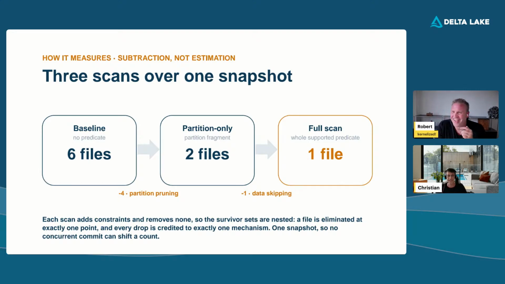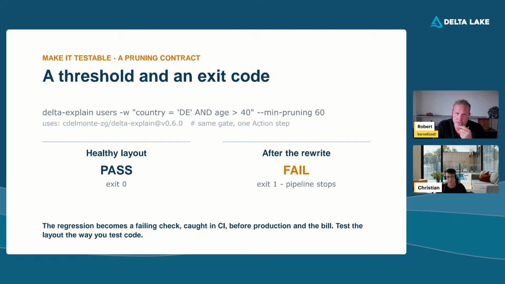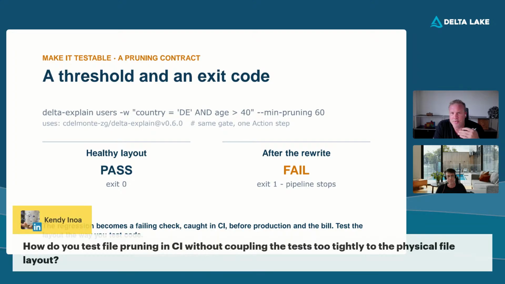Just really quick, if we go back one slide, because we were just talking about CI and a question came in. So the question is, and it's definitely nuanced: how do you test file pruning in CI without coupling the tests too tightly to the physical file layout?